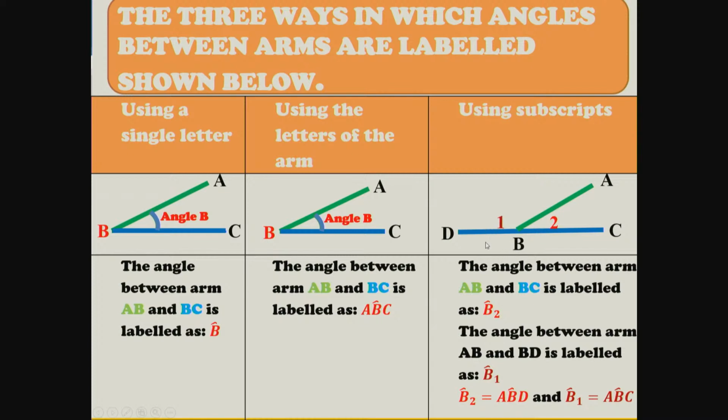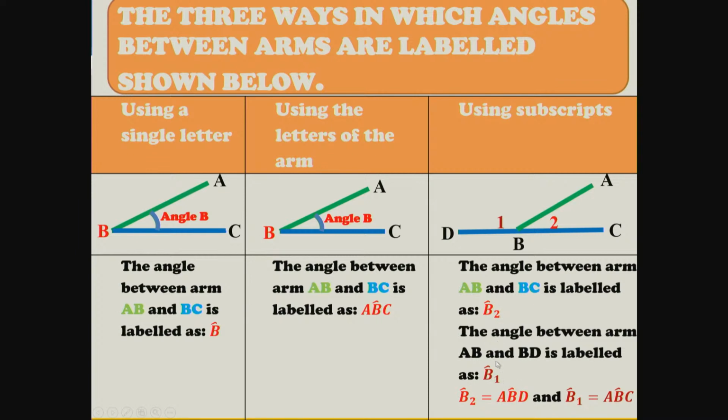Right. So in this case, we have the angle B1 as well as the angle B2. The angle between arm AB and arm BC is labeled as angle B2. We have used the subscript because we have two angles at that point. In fact, we have more than two angles at that point. So we must be specific as to which angle we are referring to. The other thing is the angle between arm AB and arm BD is labeled as angle B1.